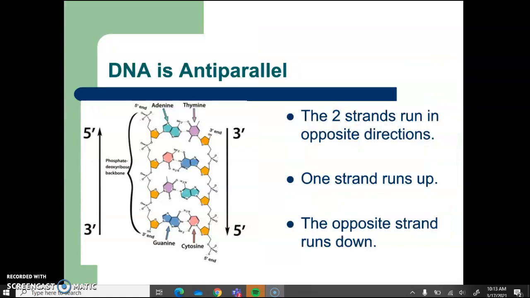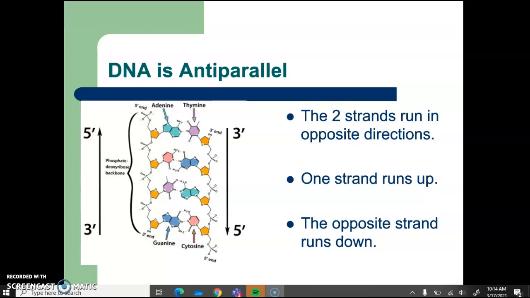DNA is antiparallel, and what that means is that the two strands run in opposite directions of one another. So as one strand runs up from the 3' end to the 5' end, the other strand runs in the opposite direction. Again, moving from 3' to 5' end, but the difference is that strand is basically laid down upside down. Now, as far as this course, it's really not going to matter too much why, so you don't have to get too caught up in that.